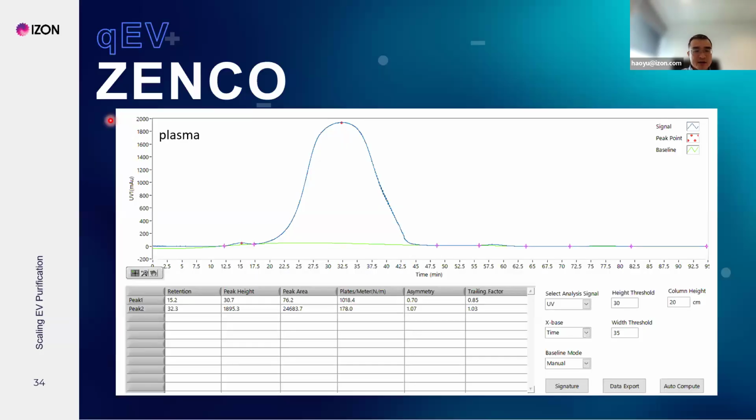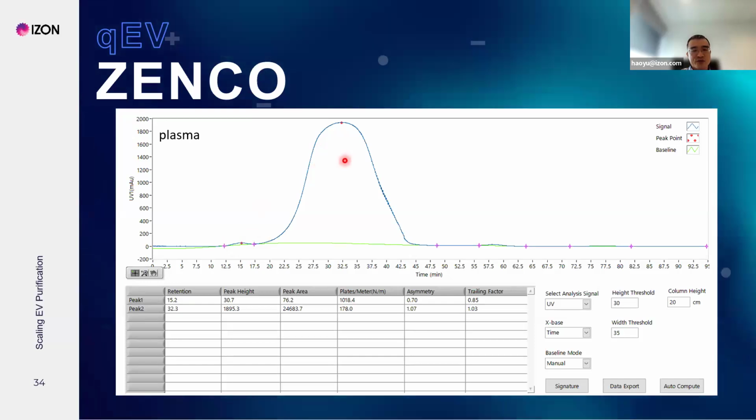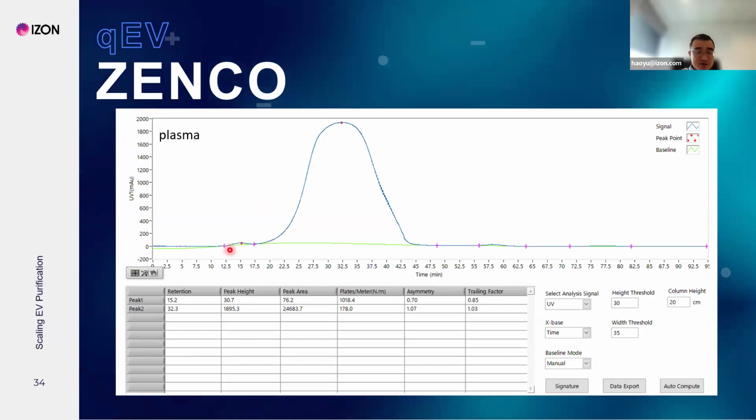And here is an example run of plasma. You can see here the system has guided the collection of the first peak, because we know that plasma is quite complex. It's very rich in protein. That's why you see the protein peak is very, very high. The first small peak is the EV.